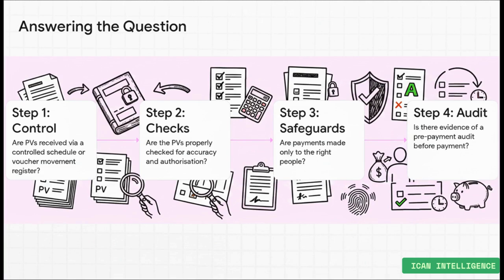Step 3. Payment security. Is there a good safeguard in place to make sure payment is made only to the rightful person? This is about fraud prevention. Step 4. Audit trail. Is there clear evidence of a prepayment audit before the payment goes out? That's a key internal control. And Step 5. Timeliness. Are payments being made promptly after the voucher is passed? Delays can be a huge red flag for mismanagement or even fraud. This systematic approach shows the examiner you have the mindset of a competent public sector accountant.